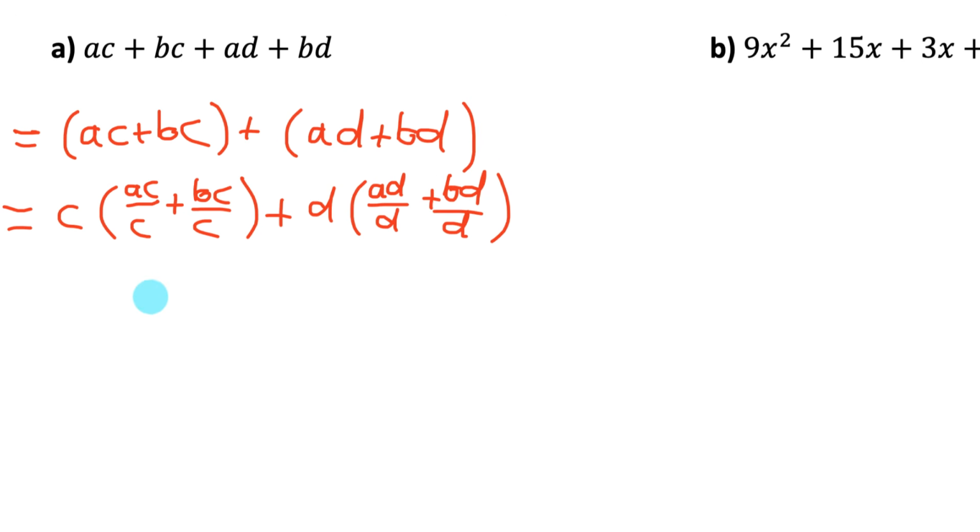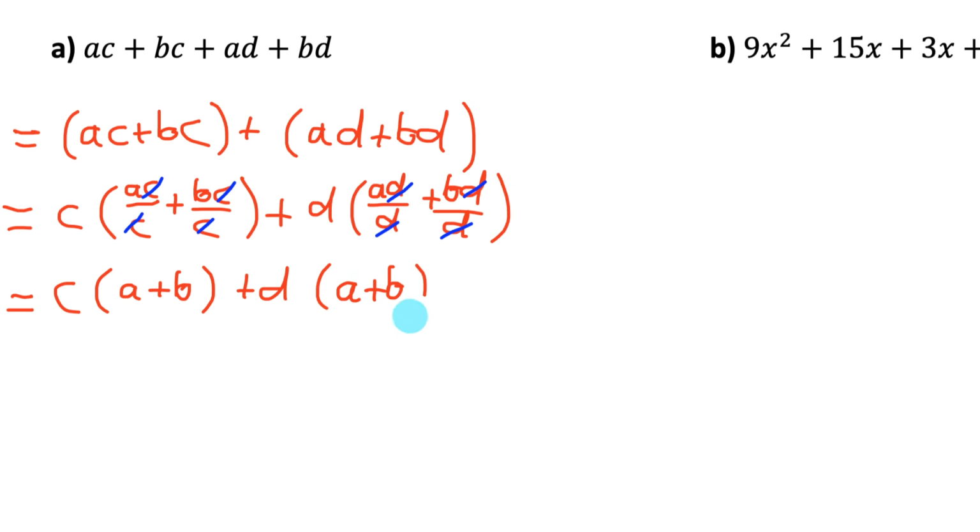When I simplify inside the brackets for both of these, in the first set of brackets, the c's are going to cancel, and I'm left with a plus b. In the second set of brackets, the factors of d will cancel, and I'm left with, once again, a plus b. Notice the plus sign is separating my terms, and both terms have factors of a plus b.